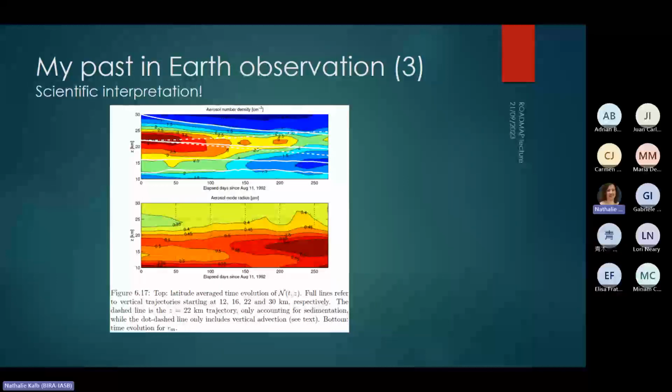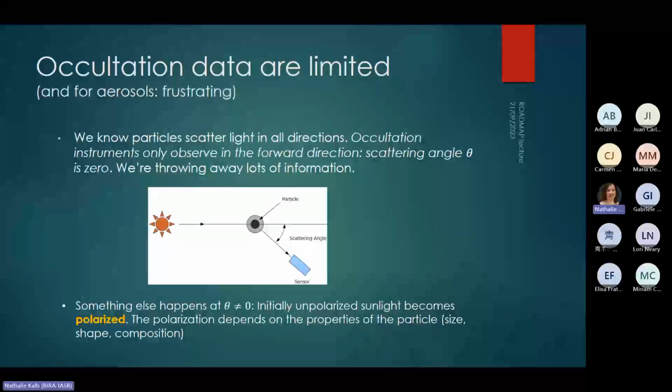The cloud comes down. This is number density. The number of particles decrease in time, and the size of the particles increases in time. So the particles coagulate. They become bigger, but you have less of them. But occultation data are very, very limited. And for aerosols, sometimes it can be very frustrating.